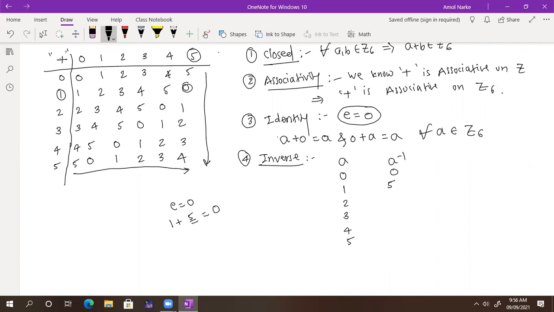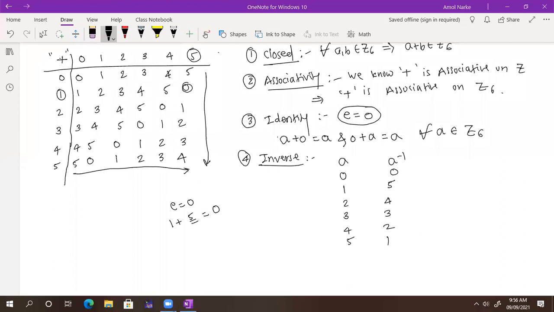Now tell me, what is the inverse of 2? 4. Now you are getting it. What is the inverse of 3? 3. What is the inverse of 4? 2. What is the inverse of 5? 1. So is this a group? Yes, sir. Write down: it is a group.